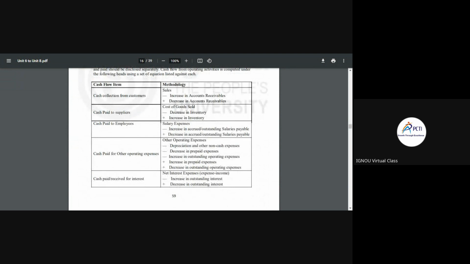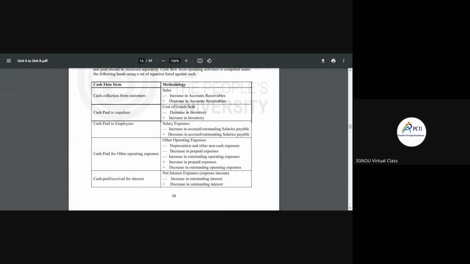So in this case, we have cash flow items and methodology. When we check the cash flow items like cash collection from customers, in the case of methodology of sale, we deduct the increase in account receivable and add the decrease in account receivable. When we are talking about cash paid to supplier, that will be cost of goods sold. So we deduct decrease in inventory and add increase in inventory.